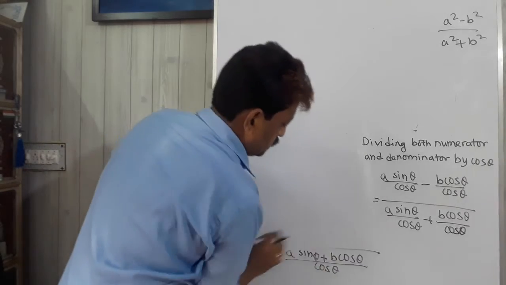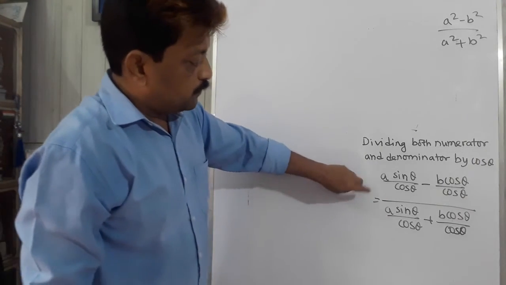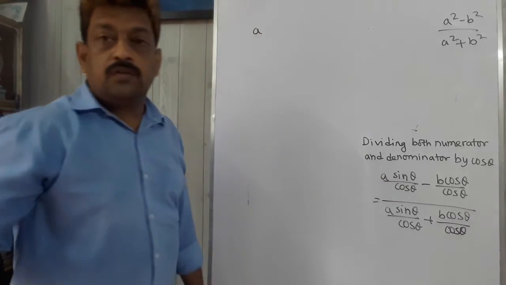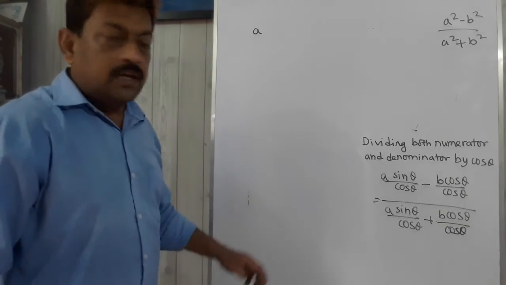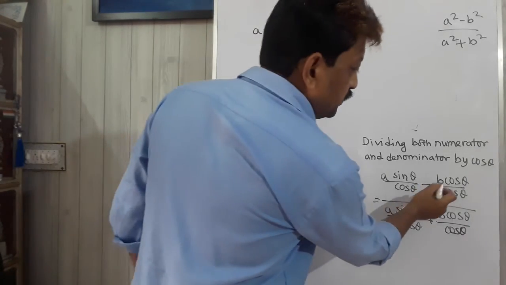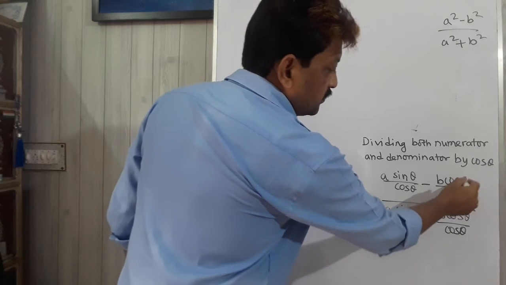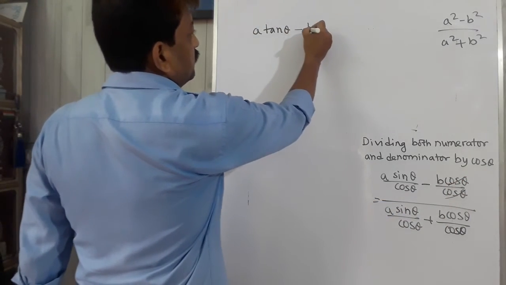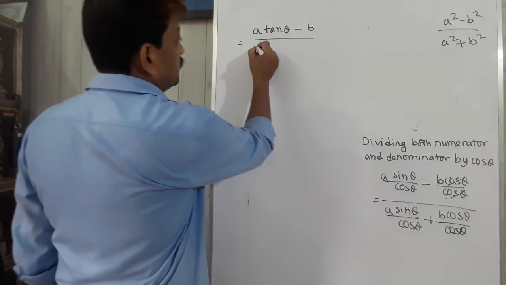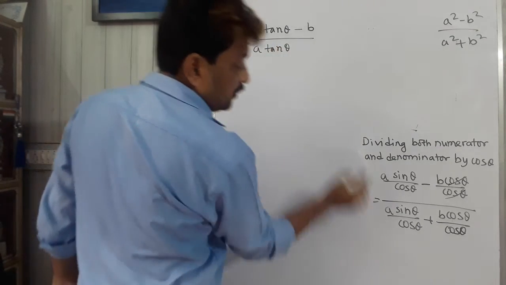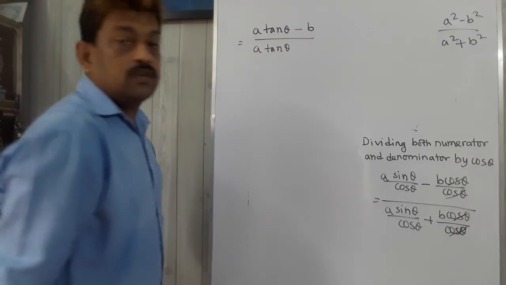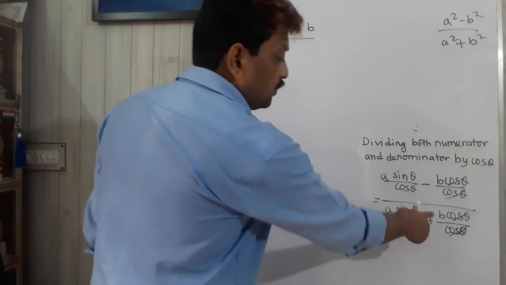Now see this part. a sin theta upon cos theta. So what is sin theta upon cos theta? We have just learned, a sin theta upon cos theta will be a tan theta, minus b cos theta upon cos theta. Now cos theta and cos theta can be cancelled, so it will be minus b. In the denominator, again a sin theta upon cos theta will become a tan theta, plus here also cos theta will be cancelled, so it will be plus b only.